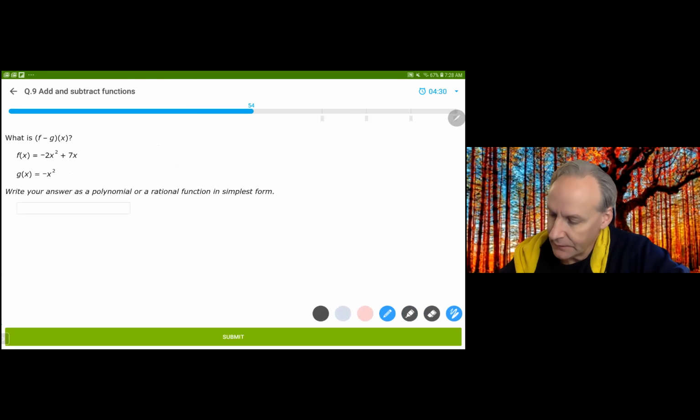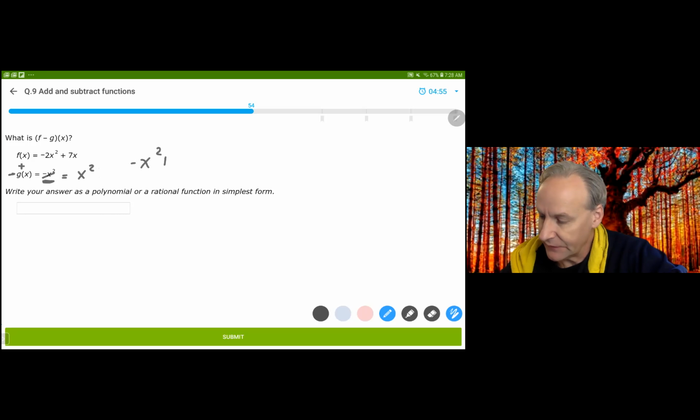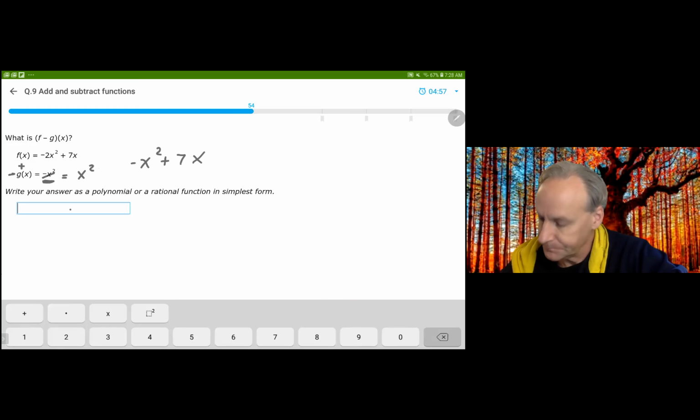Now we're subtracting, so we have to change the sign of this guy. So negative g of x, which is what we're doing, f of x minus g of x, is really positive x squared. And when we add those together now, f minus g of x is the same as f of x plus negative g of x. So that's why I changed that sign. That gives me negative x squared plus 7x, and I'm done.